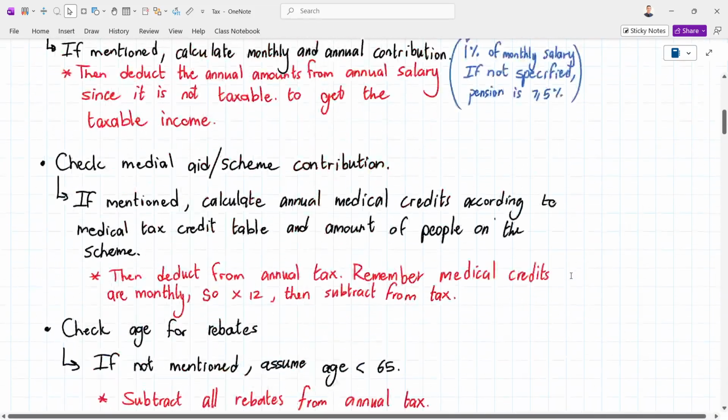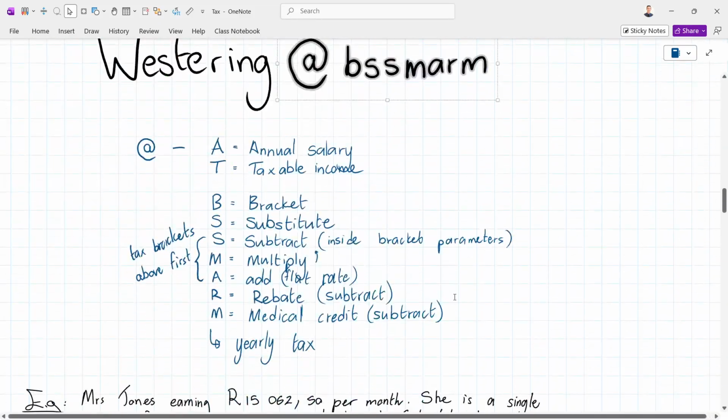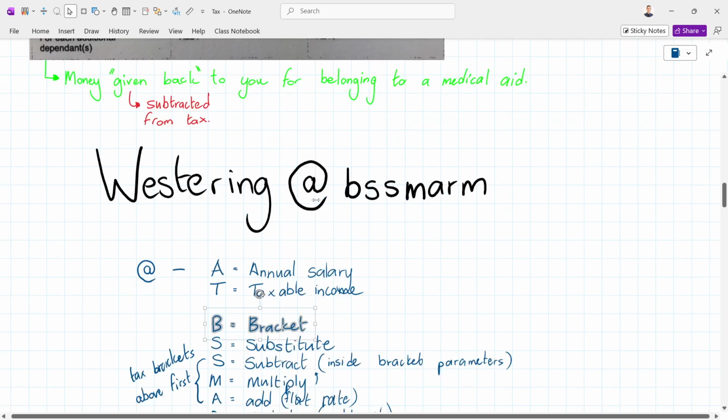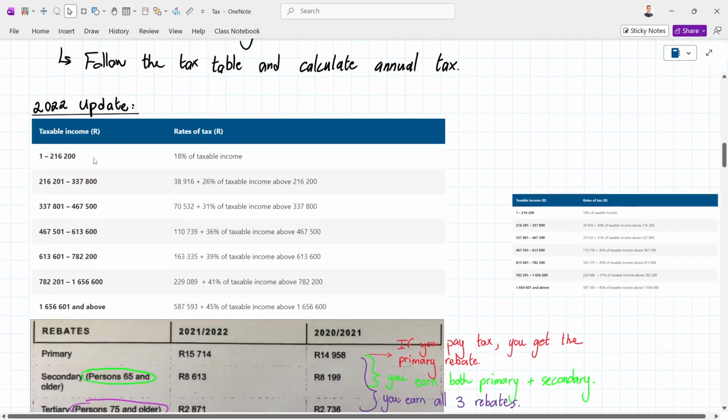It kind of links in with my steps. So the order is, we need to find the annual salary. And from there we need to find the taxable salary. So that's what the @ symbol is for. AT, annual salary, taxable income. Then B is the bracket. So you need to determine in which bracket they fall on the tax bracket table.